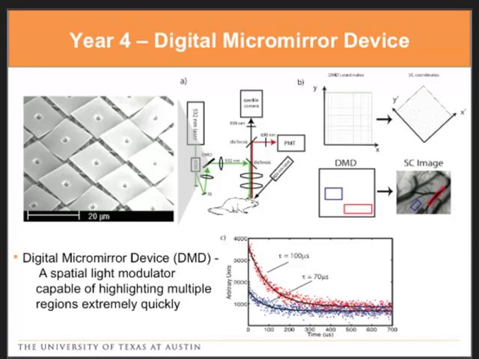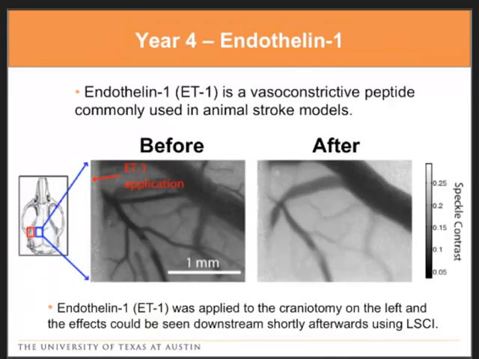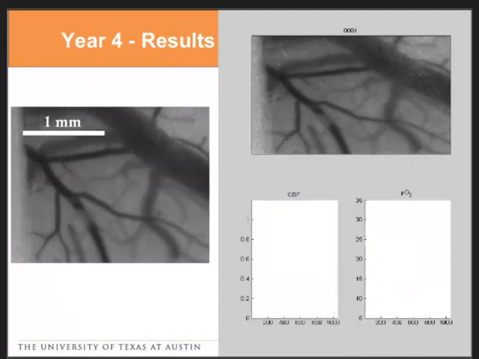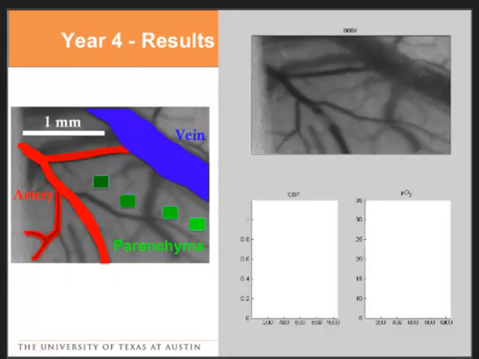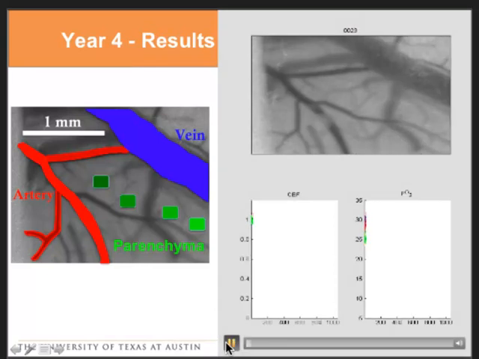So while I may not have point-by-point pixel resolution of PO2 changes, I can pick out the regions of interest that I care about and look at the PO2 values in only those regions. I tested this out in stroke models, because I started looking more at strokes. This is a stroke technique where you see the before and after. Blood flow obviously decreases. But what's more interesting is that I can use the DMD, the spatial light modulator, to highlight particular veins, branches of arteries, or the parenchyma, and then I could watch those PO2 changes while the stroke was occurring.